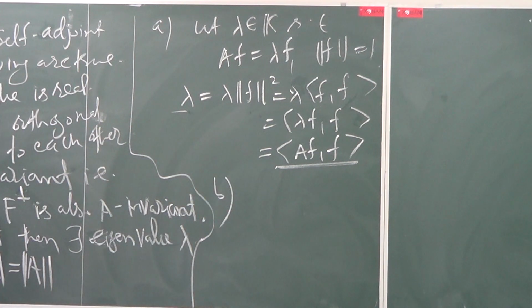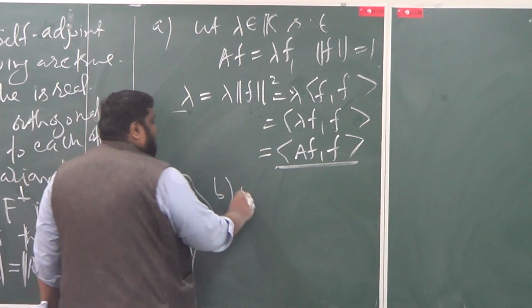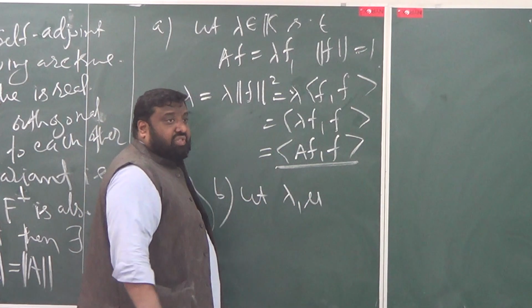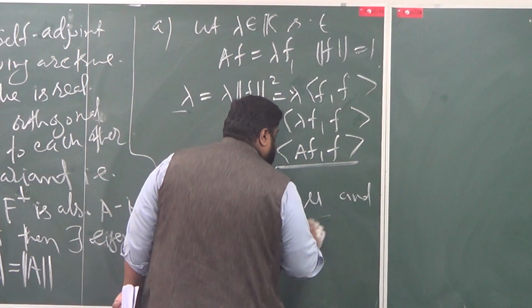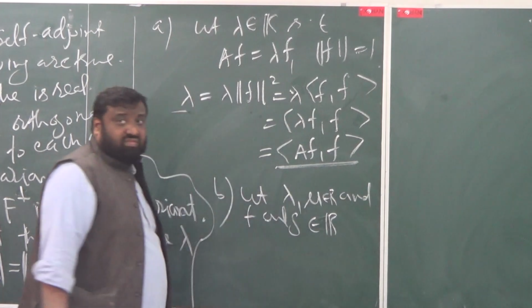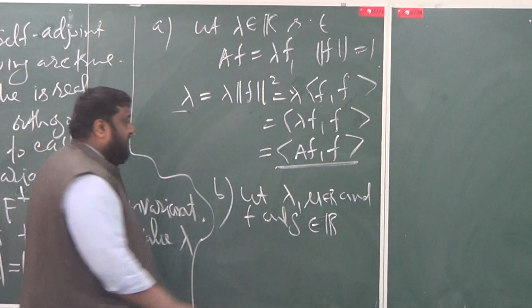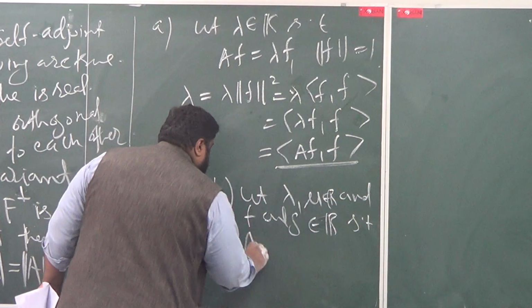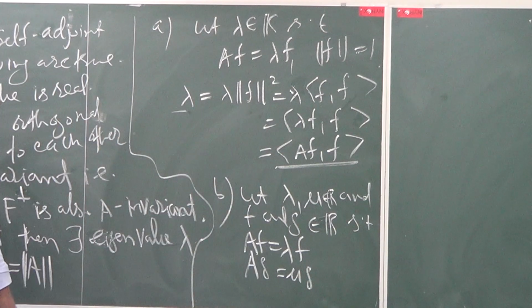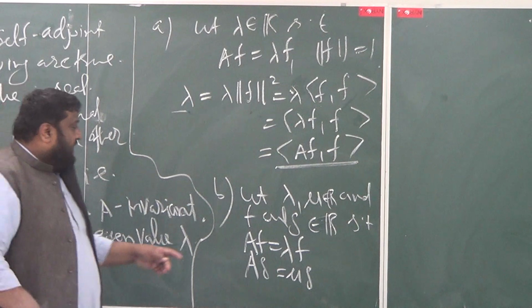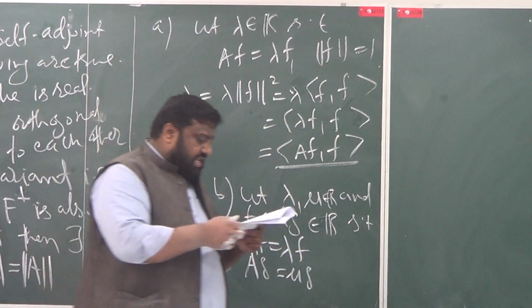What will be part B? Simple things. What you need to show is that if you take two eigenvalues and the corresponding eigenvectors, those two eigenvectors are orthogonal to each other. So let lambda and mu be two eigenvalues, and f and g be eigenvectors. Obviously these are going to be in R because we showed in the first part that they are real. Such that Af = lambda f and Ag = mu g. So f and g are the corresponding eigenvectors, and what I would like to show is that f and g are orthogonal to each other.